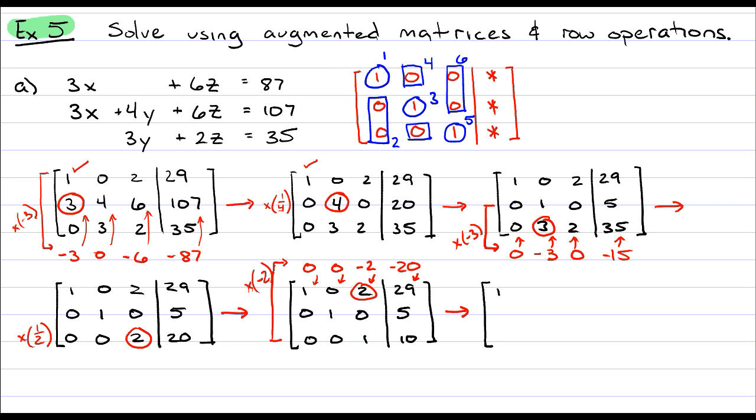The first row becomes 1, 0, 0, 29 minus 20 is just 9, 0, 1, 0, and 5, then 0, 0, 1, and 10. So now I'm done. My matrix is in RREF form, and so I can read off my solution, which is x equals 9, y equals 5, z equals 10.